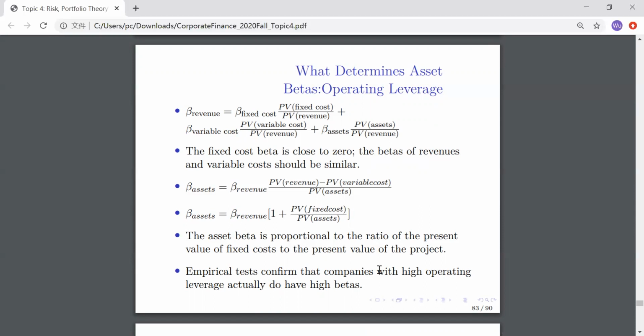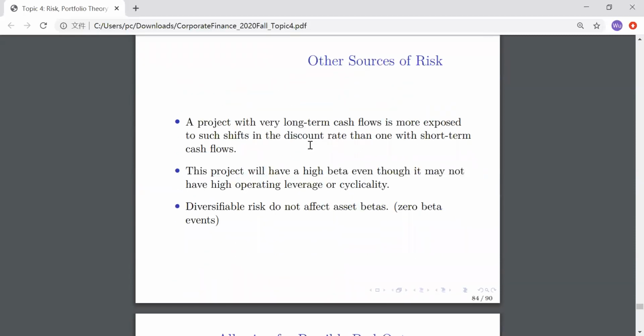So basically, that would be an idea, right? If you have a high ratio of fixed cost to assets, you will definitely have a high beta. There are also other sources of risk for a project, because if you have a long-term horizon, there are other kinds of risk, right? Solvency risk, currency risk, any kind of thing. In that case, the project will have high beta, even though it may not have high operating leverage or cyclicality.